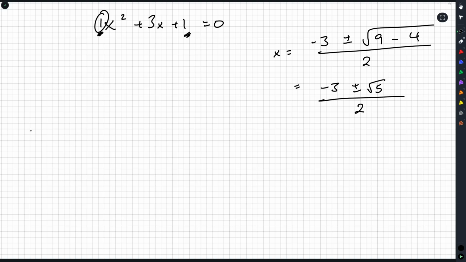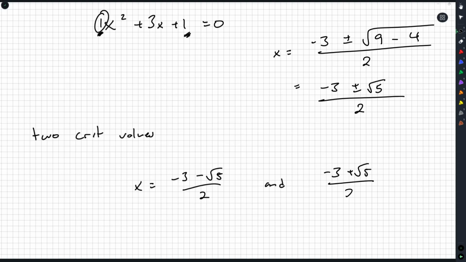So we have exactly 2 critical points. This wasn't an irreducible quadratic. So 2 critical values: negative 3 minus root 5 over 2, and negative 3 plus root 5 all over 2. All right, so these are my critical points. Which one's a local max? Which one's a local min? Which one's a saddle point? What can we do to figure that out?